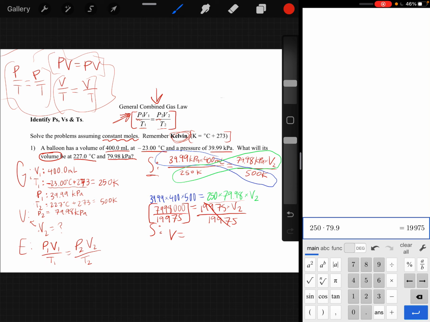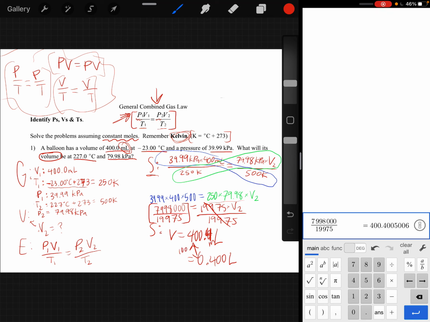Okay. And then we're going to plug this right here into the calculator. So I'm going to say 7,998,000 divided by whoever's on the bottom, 19,975. And I end up getting approximately 400 milliliters, right? Because we started in milliliters. If you did this in liters, though, if you did this by yourself, you would have gotten 0.400 liters, because the relationship between liters and milliliters is by 1,000, divided by 1,000. Okay, hopefully that helps you.